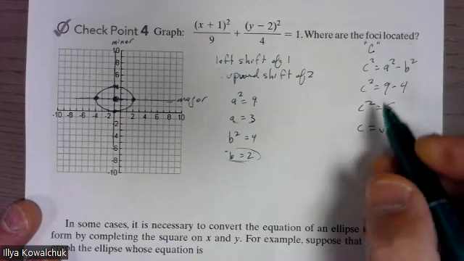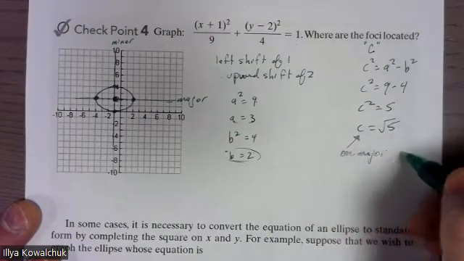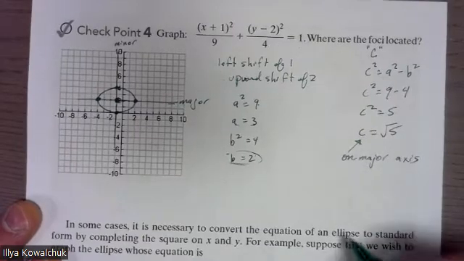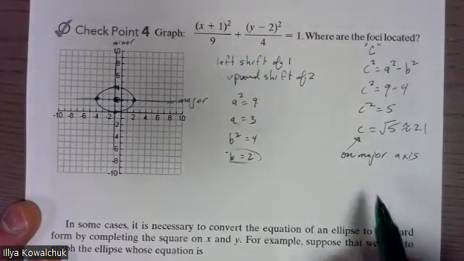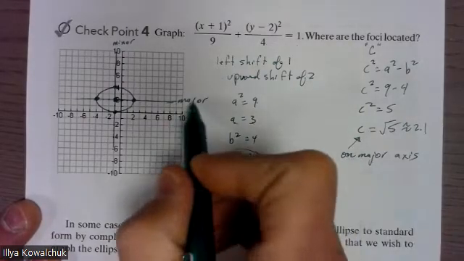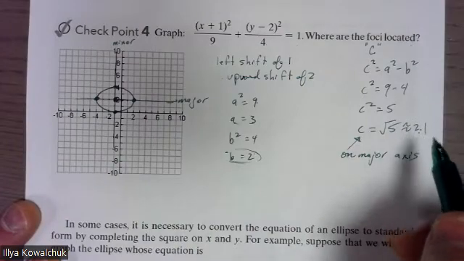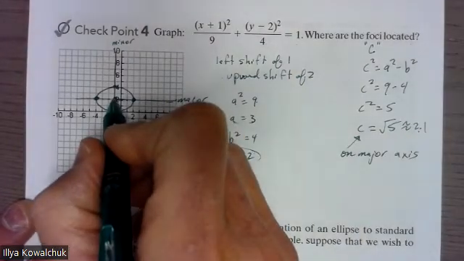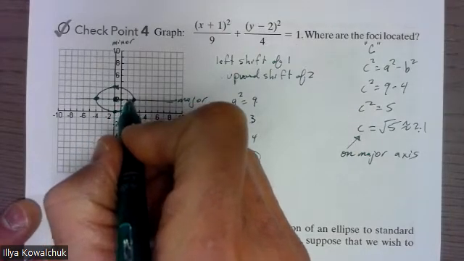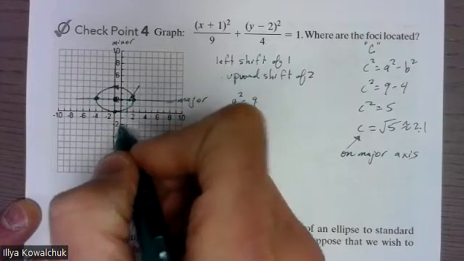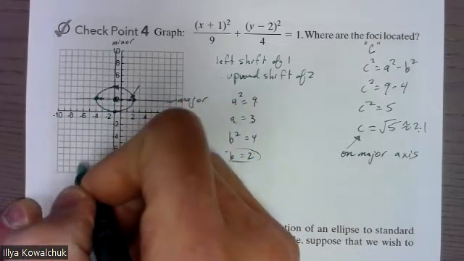So what does that mean? Well, remember, c is also on the major axis. And root 5 is about 2.1. So if c is on the major axis, it's going to be here, and it's 2.1 units away from the origin. So we go here from -1, we go over 1, and then 2.1. So it's right there. That's our foci. And then here we go 1 and 2.1 right there.